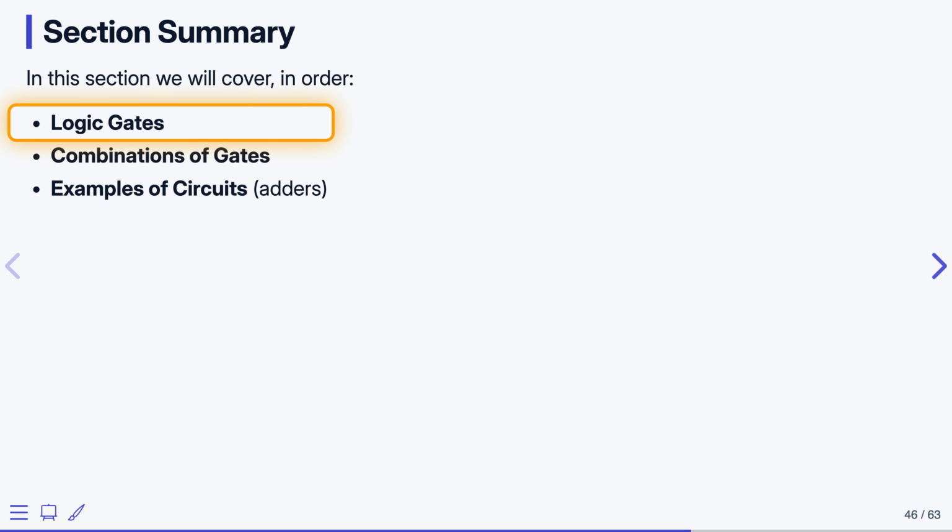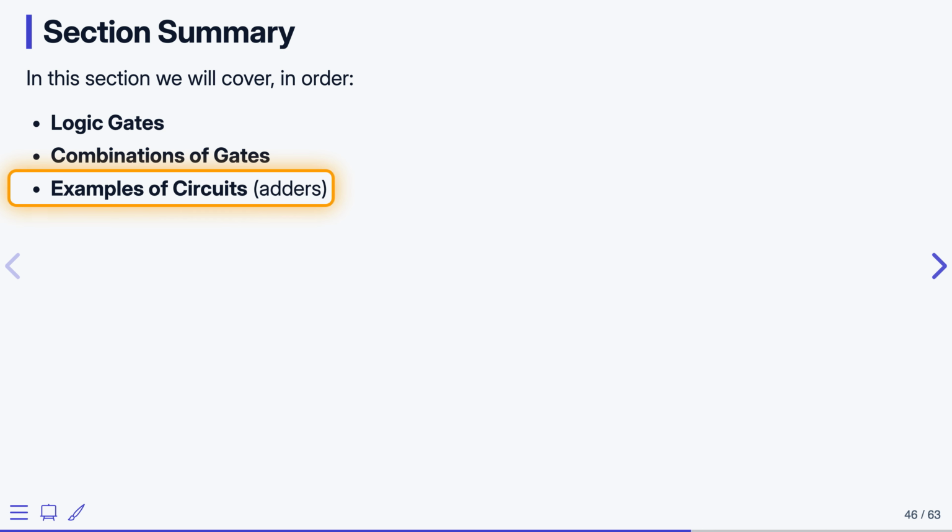The plan for this section. First, the basic logic gates, one for each Boolean operation. Second, how to combine gates into larger circuits. And third, worked examples of circuits, ending with half adders and full adders that add binary numbers.